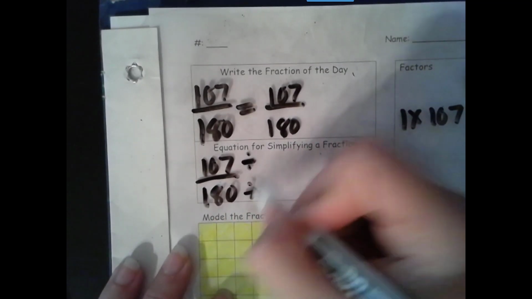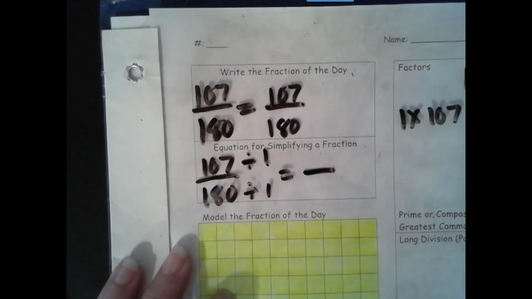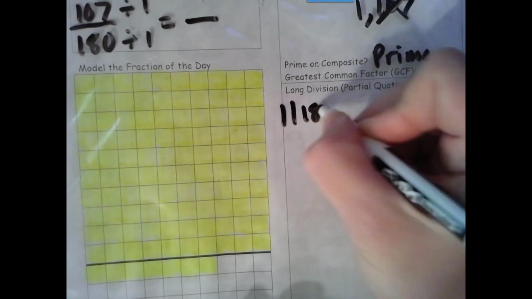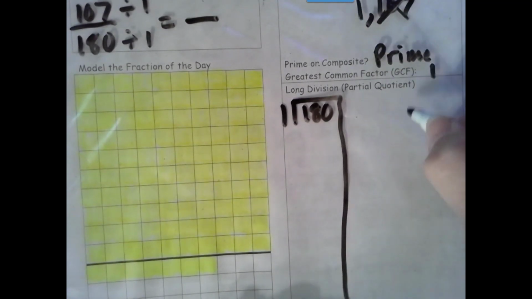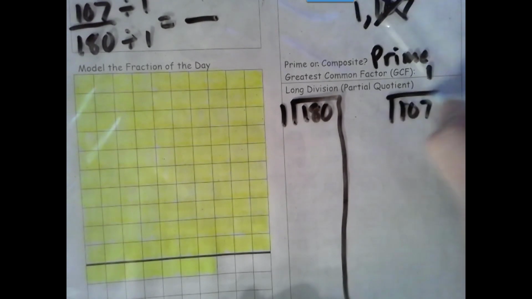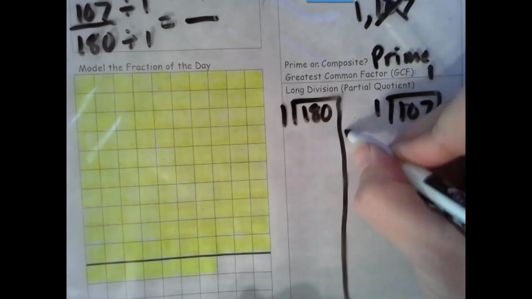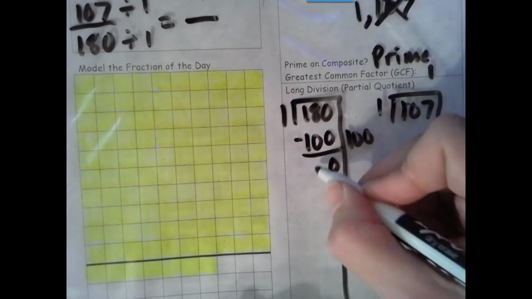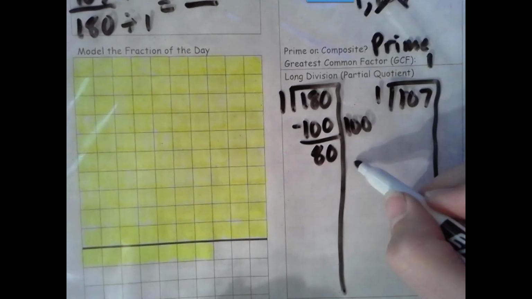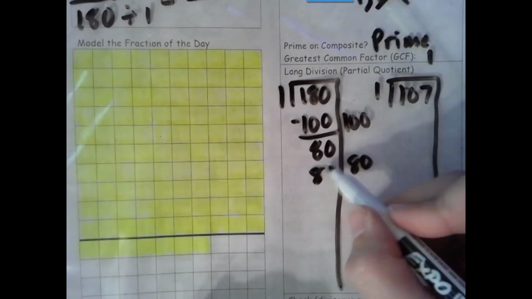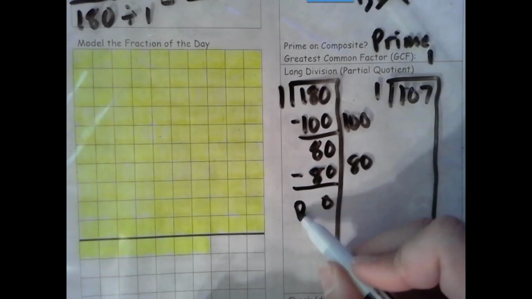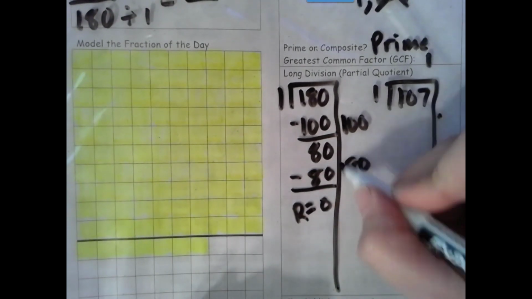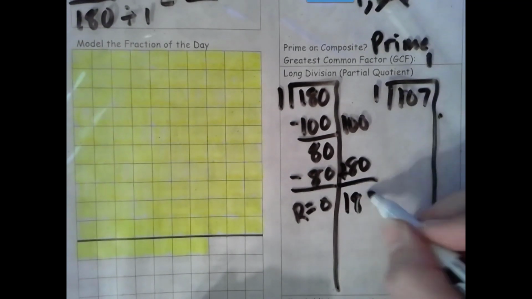Now we did our proof with our model. Let's go ahead and use our algorithm to prove it in a separate way. So we're dividing 180 into groups of 1 and 107 into groups of 1. 100 times 1 is 100. Numbers the same, zeros a game, more on top, no need to stop. 80 times 1 is 80. Numbers the same, zeros a game. Okay, add our partial quotients. 100 plus 80 is 180.